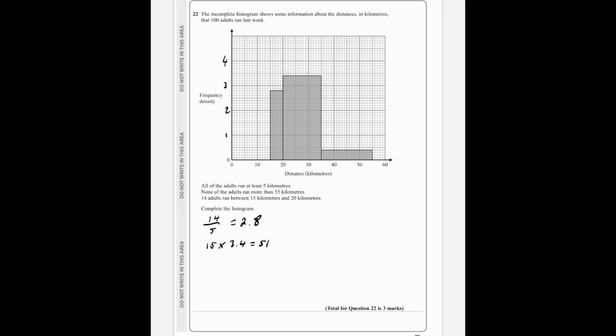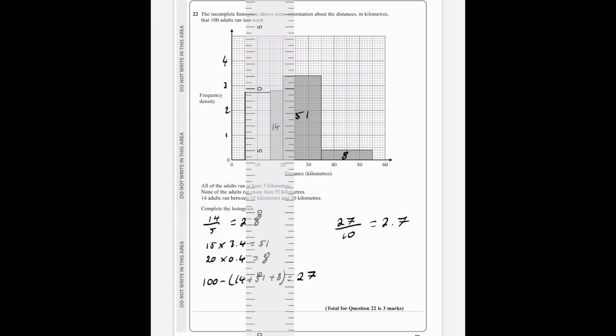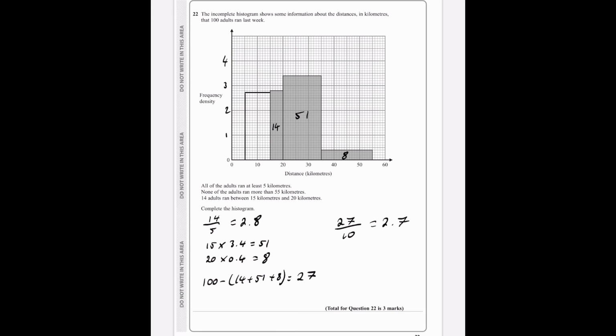And then finding the area of the other two rectangles, we've got 15 as the base times 3.4, and 20 times 0.4 gives us 51 and 8. Then if we sum together the numbers we know, 14, 51 and 8, and then subtract them from the 100 adults in the whole lot, we get 27 adults that are not represented. So there must be 27 adults between 5 and 15. It's got a base of 10, so I'll divide 27 by 10 to get 2.7. That's the height, and there's my histogram.